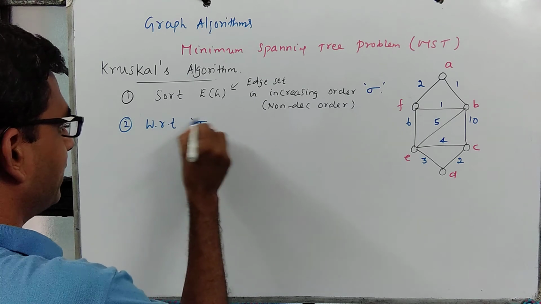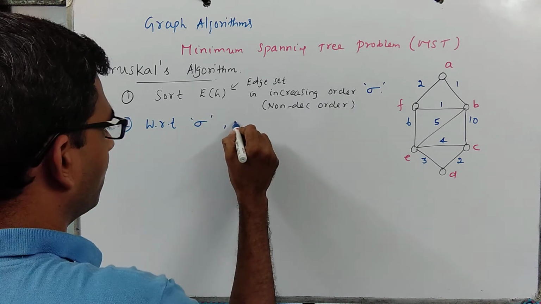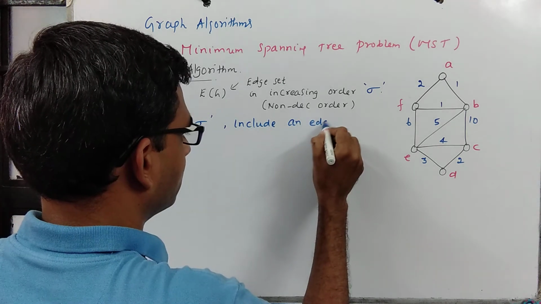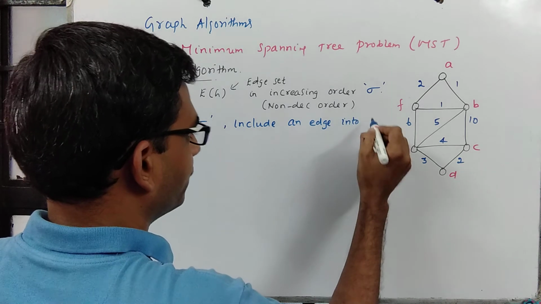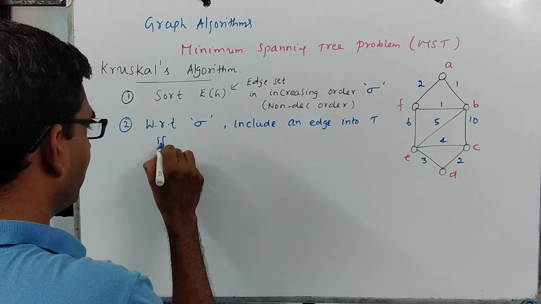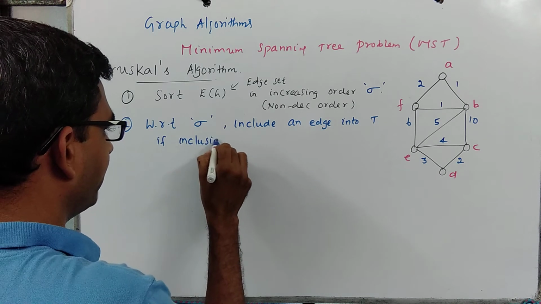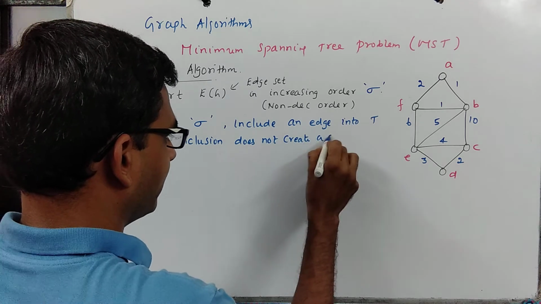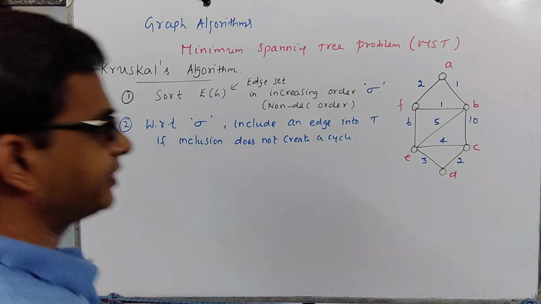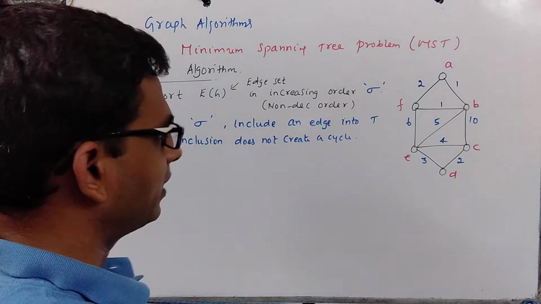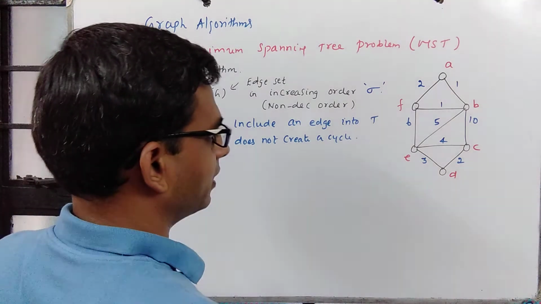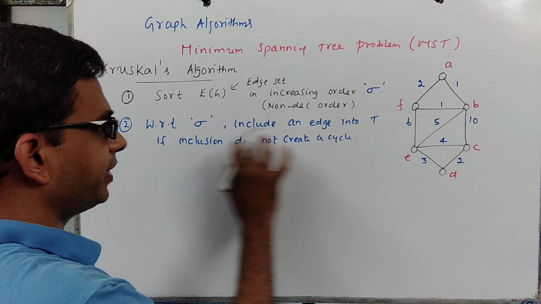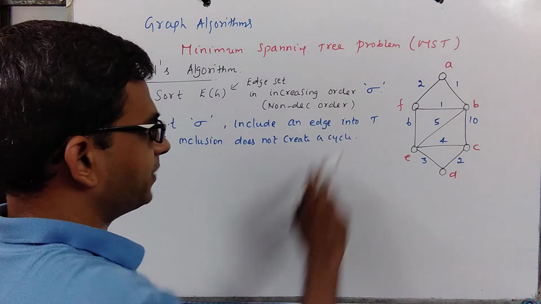So with respect to sigma, include an edge into T if inclusion does not create a cycle. So initially T will be empty. What it says is initially T is empty. We start building the tree and start including the edge as per this order.